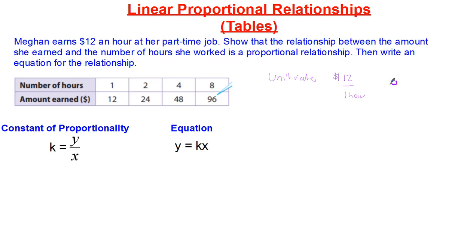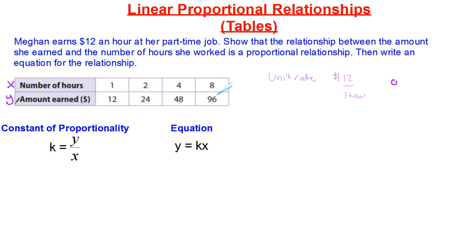So show that the relationship between the amount she earned and the number of hours she worked is a proportional relationship, then write an equation for that relationship. So over here, if I were to talk about my independent variable, that would be the number of hours. So this will be my x and this will be my y value. Okay, so the independent variable is always going to be your x and the dependent variable is going to be your y. The amount of money you earn depends on the number of hours you work.